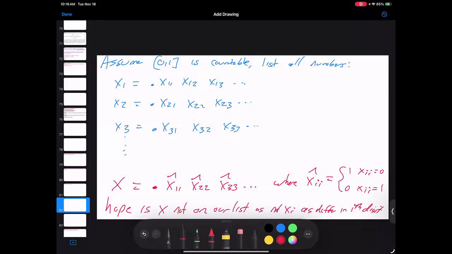What's the danger? I mean, we've definitely set it up so it can't be x1, because it has a different first digit. It can't be x2 because it has a different second digit. It can't be x3 because it has a different third digit.